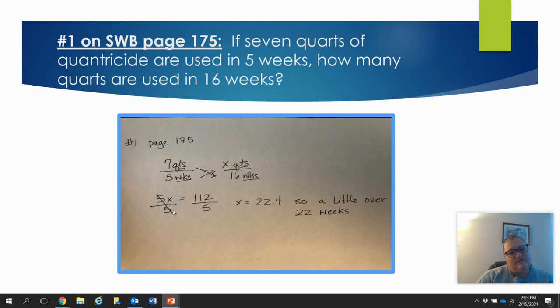If we do it on this side, we got to do it on that side. So we take 112 divided by 5, and you get 22.4. So what that means is it'll last a little over 22 weeks. So you have that 0.4 there, 22.4, so a little over 22 weeks.